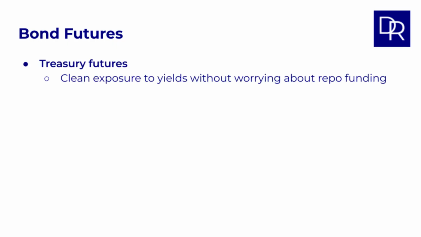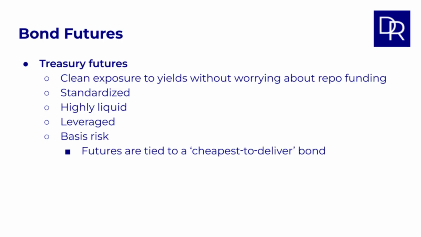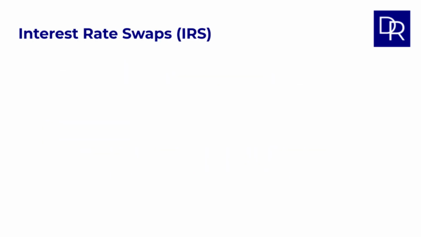Instead of buying the bond itself, you can use futures. Treasury futures give you clean exposure to yields without worrying about the repo funding. They're standardized, highly liquid, and leveraged. The trade-off is basis risk. Futures are tied to the cheapest to deliver bond, which may not move exactly like the cash bond.